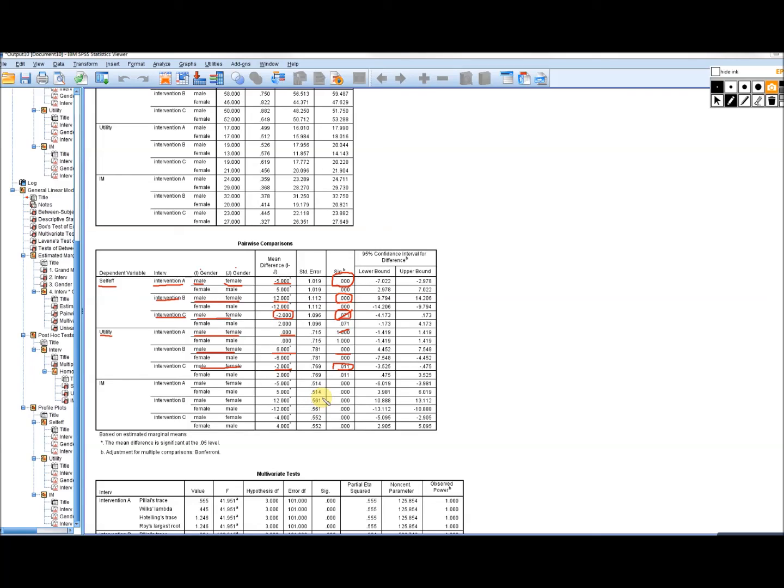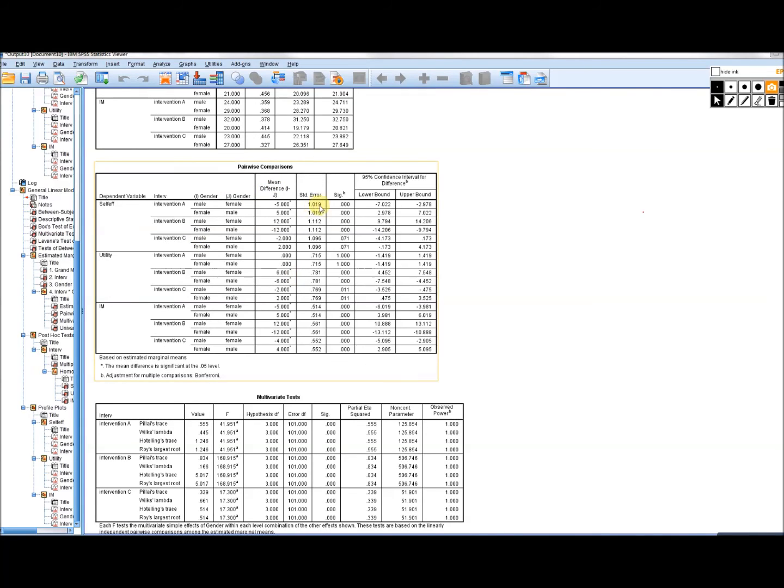When I look at intrinsic motivation, within intervention A, when I compare males and females, you can see males are scoring 5 points lower on average than females, and that difference was statistically significant. Within intervention B, males are scoring about 12 points higher on average than females. That difference was significant. And within intervention C, males are scoring about 4 points lower on average, and that difference was significant.